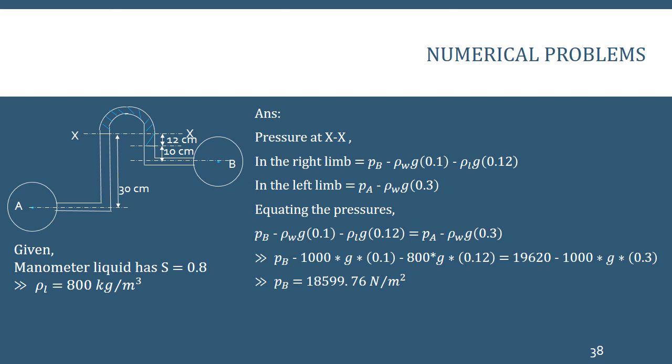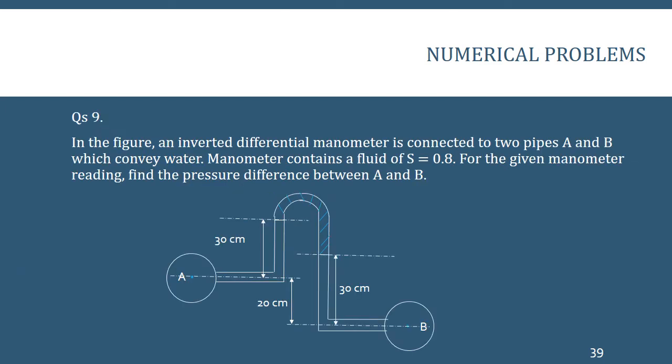Let's do one more problem on inverted differential manometers. The inverted differential manometer is connected to two points A and B, both of which convey water. The manometer contains a fluid of S equal to 0.8, so its density is 800 kilogram per meter cube. For the given manometer reading, find the pressure difference between A and B. It's a simple, straightforward question. The dimensions are given. You just have to find out the pressure difference between A and B.